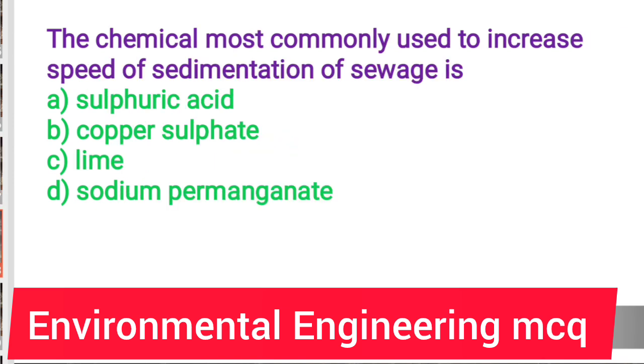Next question, the chemical most commonly used in increasing the speed of sedimentation of sewage is: option A sulfuric acid, option B copper sulfate, option C lime, option D sodium permanganate. The correct answer is option C lime. So lime is mostly used as a coagulant.